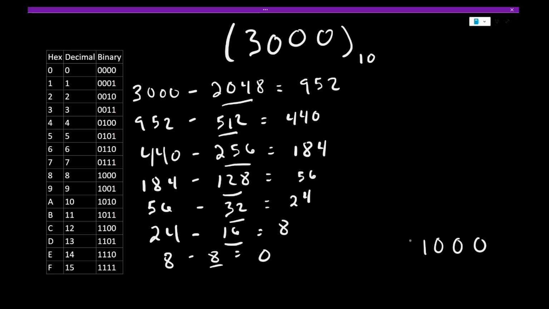After 8 is 16. After 16 is 32. We have a 32, so it's there. Then 64, nope. 128, yep. 256, yep. 512, yep. 1024, nope. 2048, yes. And there's nothing past that, so we are done. We'll make it formal and put some parentheses around it, base 2, so we know what we're working with.